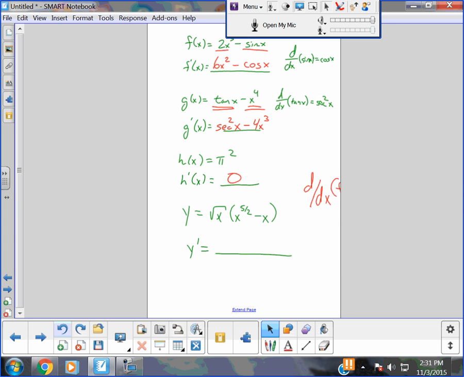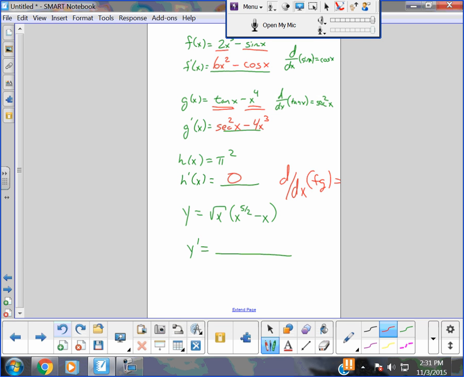Quick question. Why is it 4x cubed? This is x to the fourth. Is that what you read, or did you read it as something else? Well, I read it as x to the fourth, right? But I put down 4x. Well, you have to take the power and reduce it by 1.